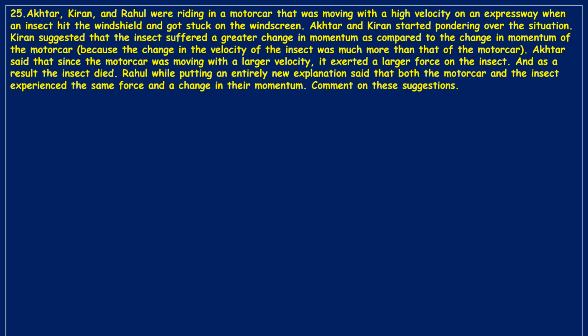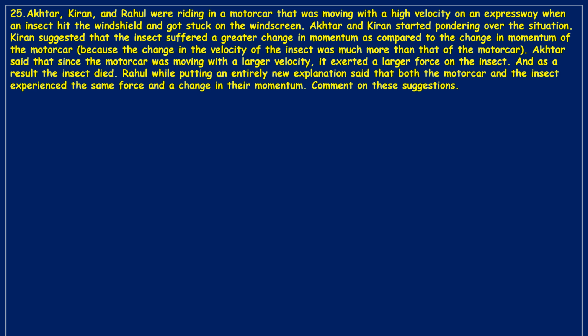Akhtar and Kiran started pondering over the situation. Kiran suggested that the insect suffered a greater change in momentum as compared to the change in momentum of the motor car, because the change in the velocity of the insect was much more than that of the motor car. Because here the masses are different, we have to consider the masses of two objects also. One object is the motor car, the second object is an insect.